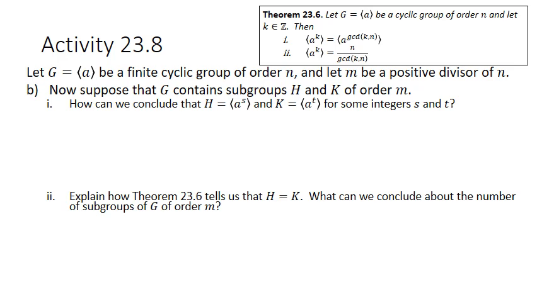Okay, so let's look at part B here. Now suppose that G contains subgroups H and K, which are both of order m. How can we conclude that H equals the subgroup generated by a to the s and K equals the subgroup generated by a to the t for some integers s and t? Well, we know that H and K have to be cyclic, firstly, because we already proved that all the subgroups of a cyclic group are cyclic.